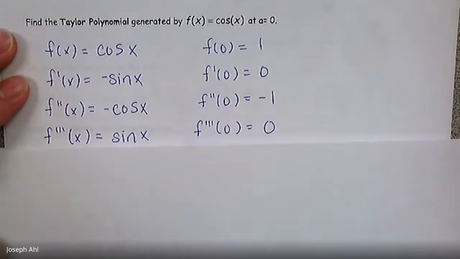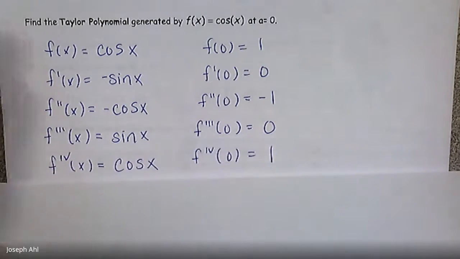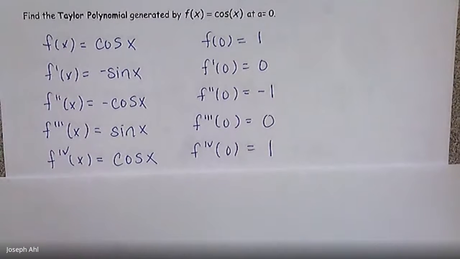Third derivative at 0 is 0. And finally, like I said, if we go to the fourth derivative, that brings us back to cosine x. And the fourth derivative at 0 then must be 1.